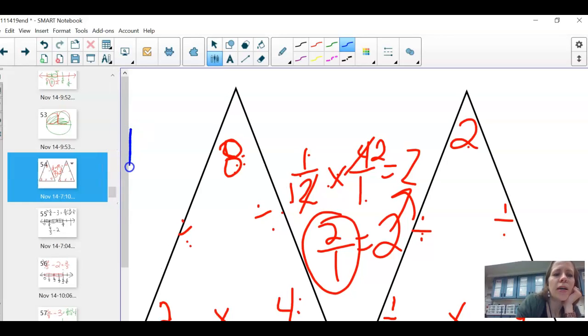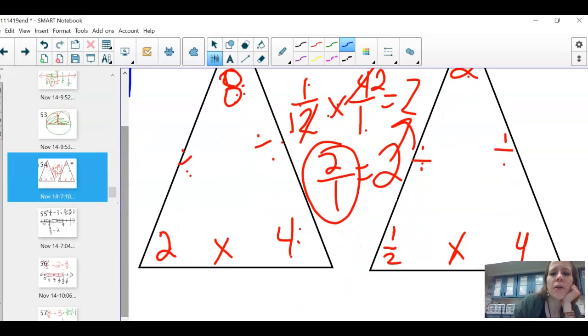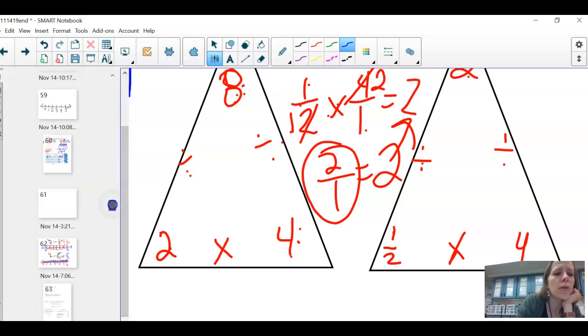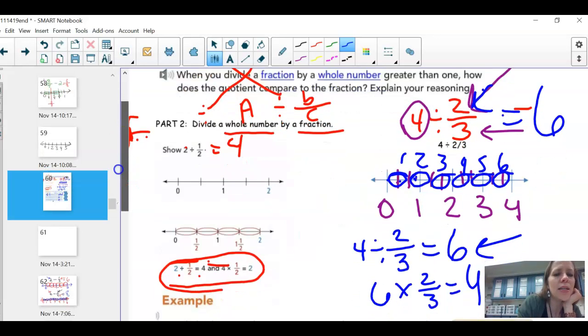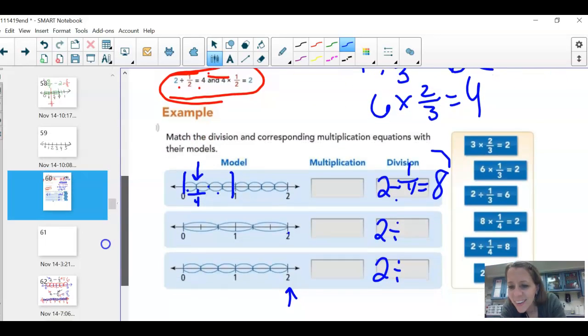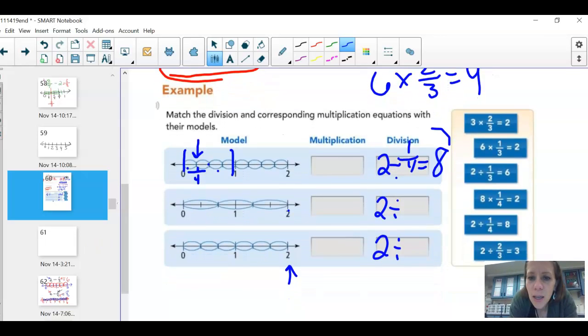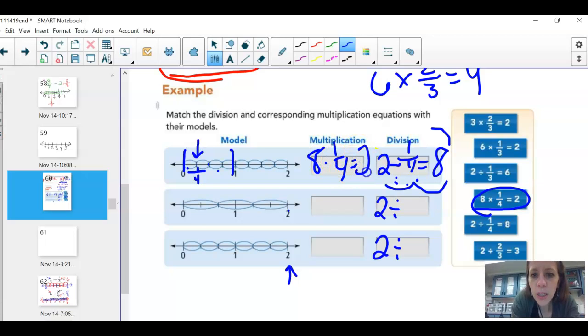Think of your fact triangle like this, okay? Whatever I divide by, so 2 divided by 1/2 equals 4. 4 times 1/2 equals 2. I'm going to do the same thing, but this time I'm going backwards. 8 times 1/4 equals 2. 8 por 1/4 es igual a 2.